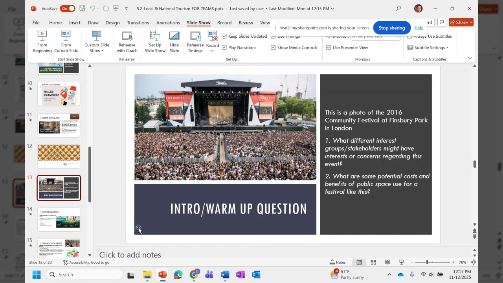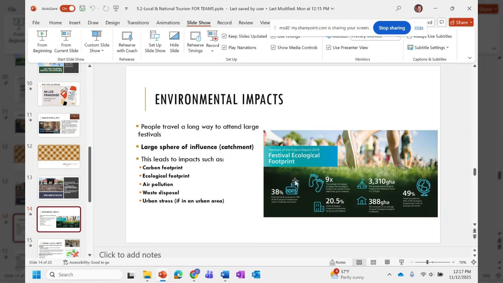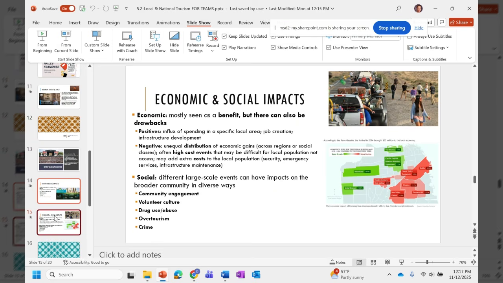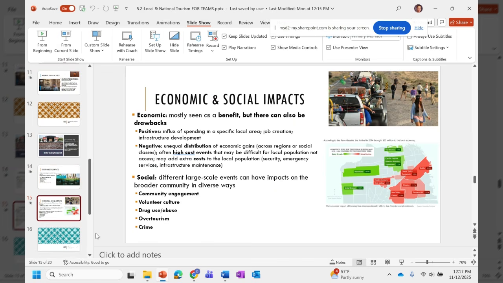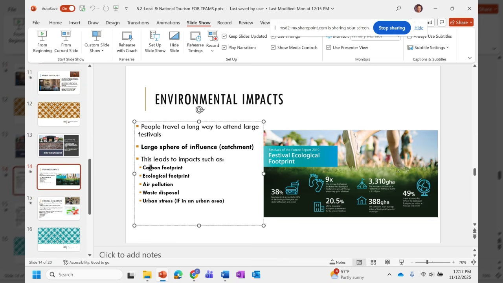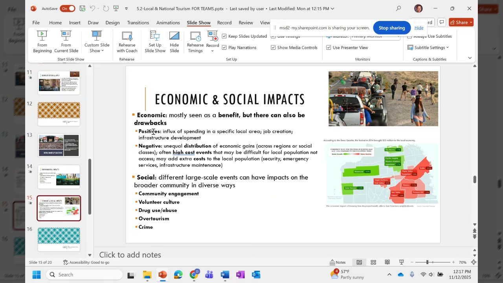We did an overview of how we look at environmental, social, and economic impacts of large-scale events. The large-scale event that we looked at was Burning Man. So for that, you're going to want to look at how it is impacting the environment in terms of its carbon and ecological footprints, air pollution, waste disposal. If it's in an urban area, you might see issues of urban stress and how that's being attempted to be reduced. And then social and economic: does it provide positive or negative economic impacts?